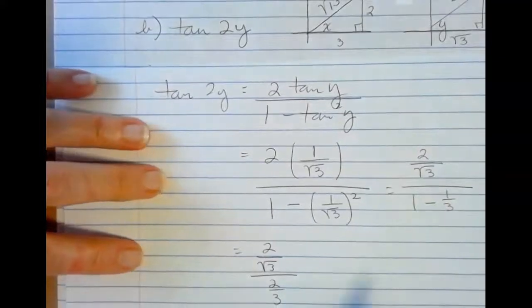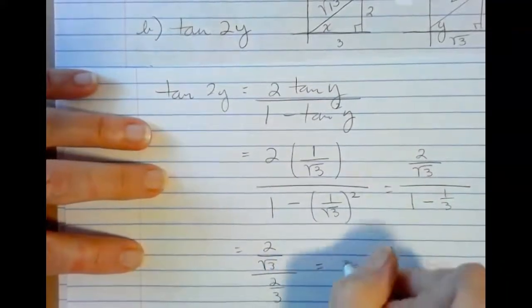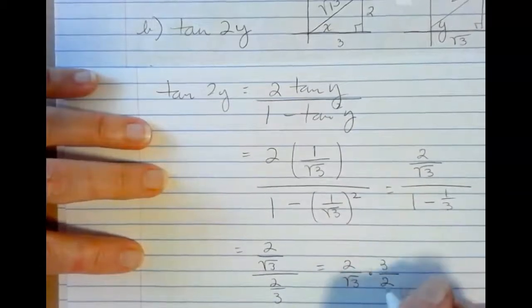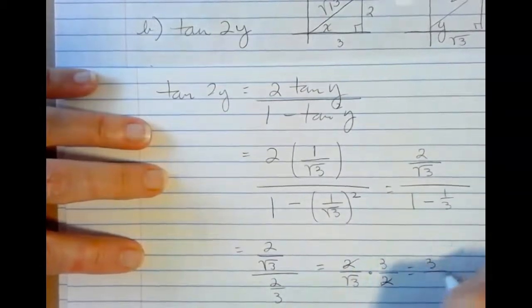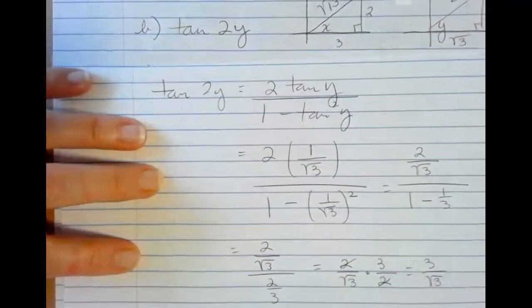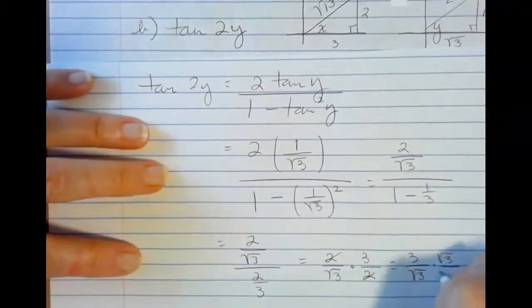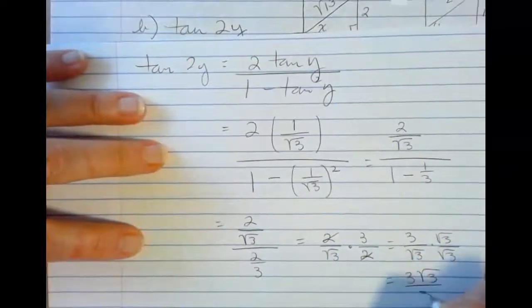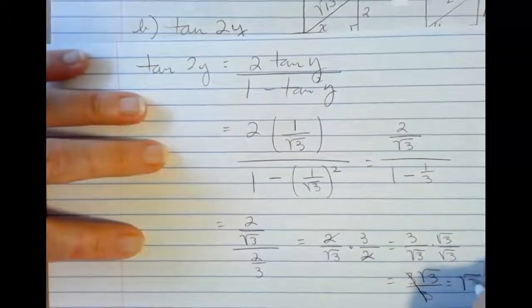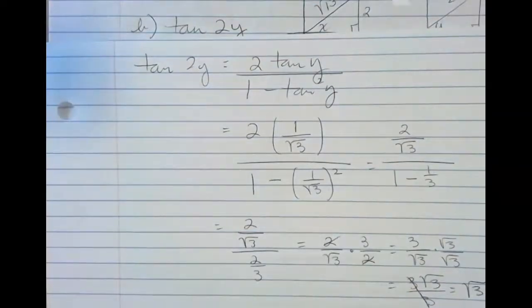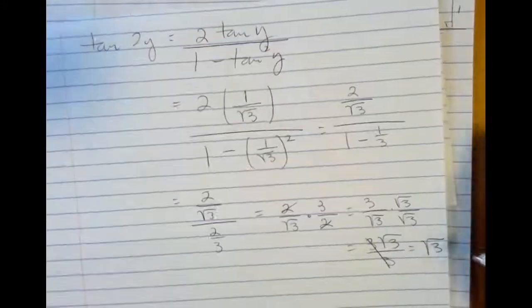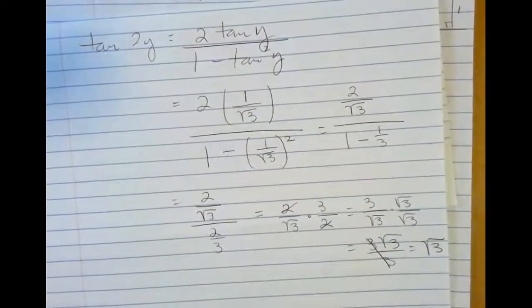So division by a fraction turns into multiplication by the reciprocal. So we have 2 over root 3 times 3 over 2. 2's cancel, so we get 3 over root 3, which we now rationalize, times root 3 over root 3. We end up with 3 root 3 over 3, which of course, bam, root 3, the end. Which makes sense because this is a 30-degree angle, and the tangent of 2 times 30, which is 60, is root 3. So guess what? That formula works.